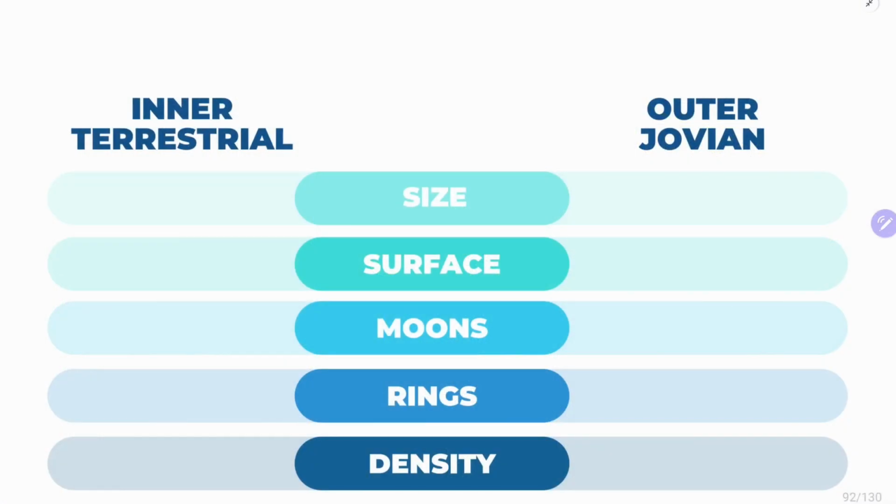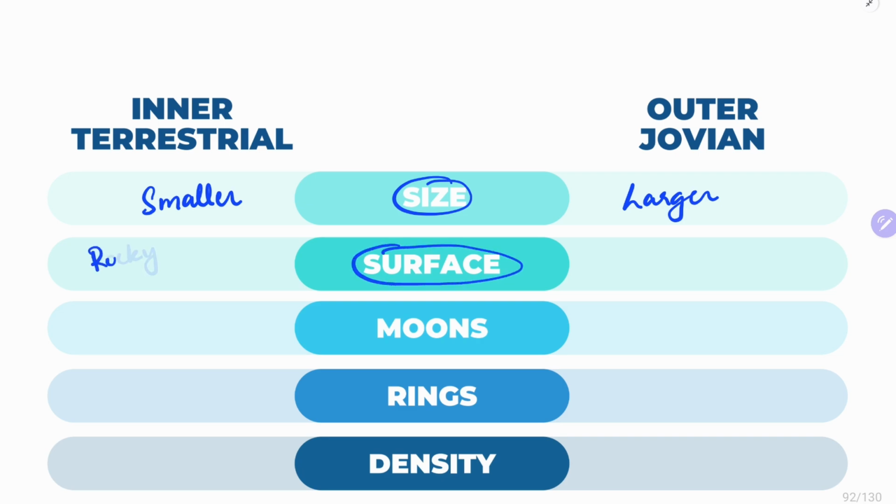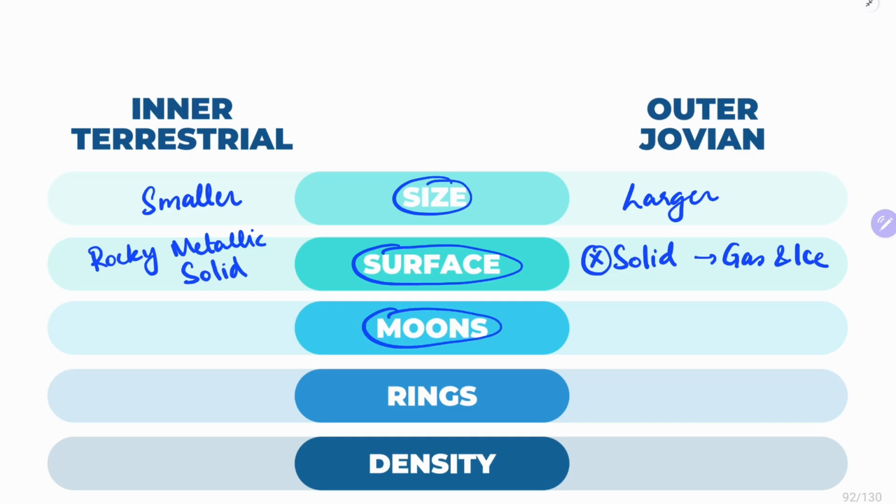Let's see the differences between the inner and outer planets. When it comes to size, the inner planets are smaller, while the outer are much larger. When it comes to their surface, the inner planets are rocky and metallic with solid surfaces, while the outer planets do not have solid surfaces and are mainly made up of gases and ices. Coming to their moons, the inner planets have few or no moons, while the outer planets have many moons, with Saturn having the highest number of moons.